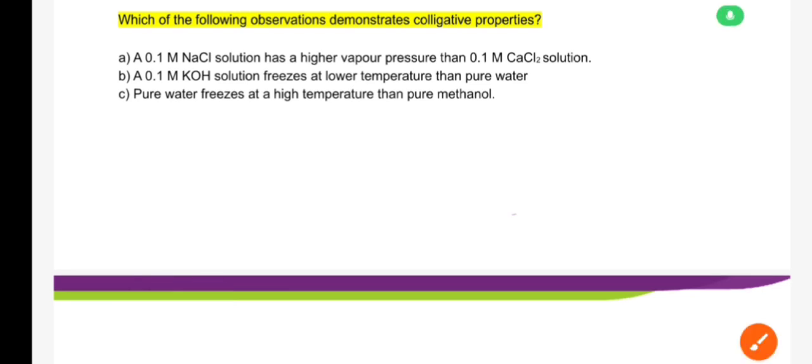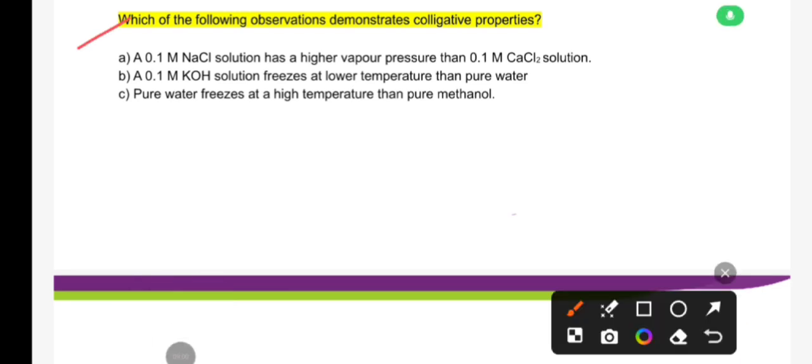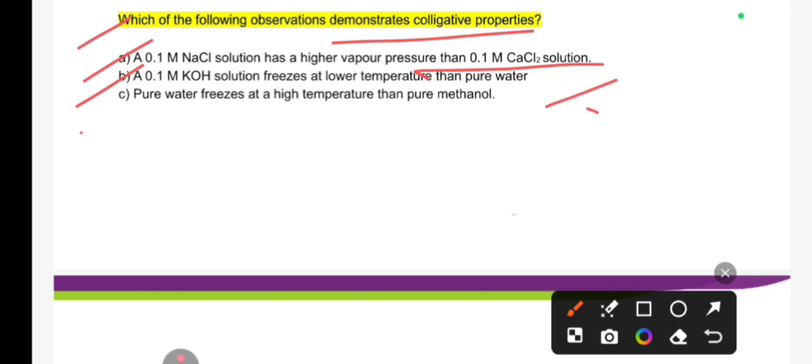So now you can see here the next question. Which of the following observations demonstrate colligative property? Definitely that will have the value of i. That will show the colligative property. You can see here in option A, 0.1 molar NaCl solution has higher vapor pressure than 0.1 molar calcium chloride solution. Okay. B option, 0.1 molar KCl solution freezes at lower temperature than pure water. Pure water freezes at higher temperature than pure methanol. So which option will be the correct one?